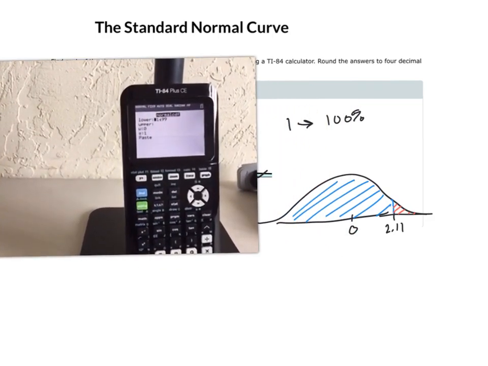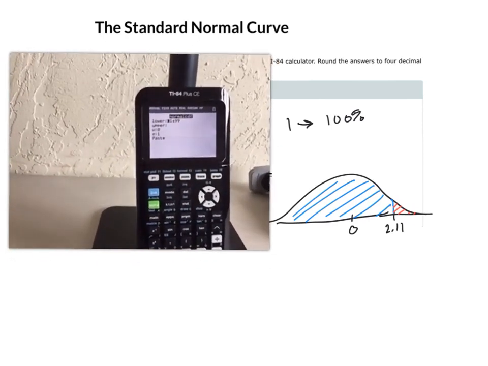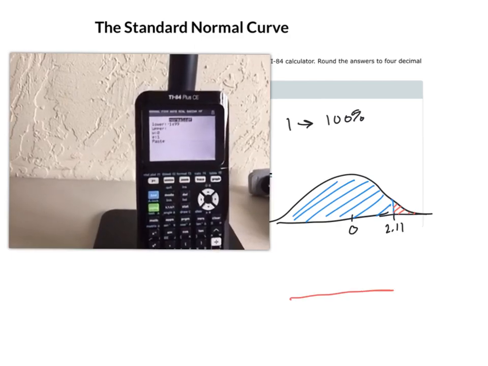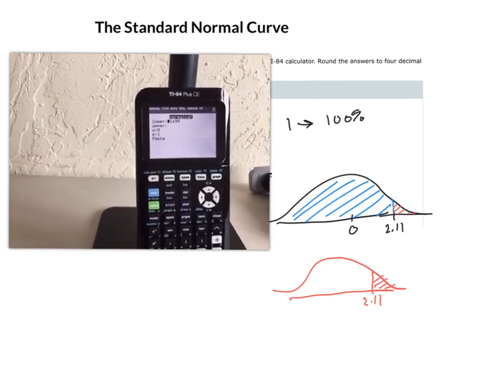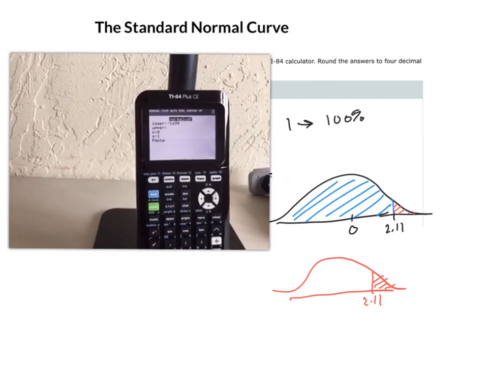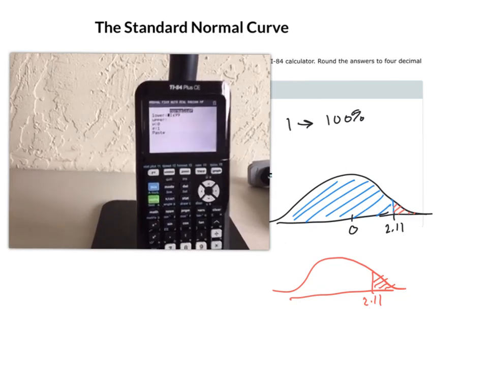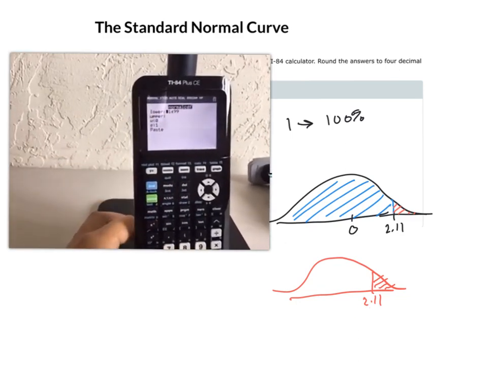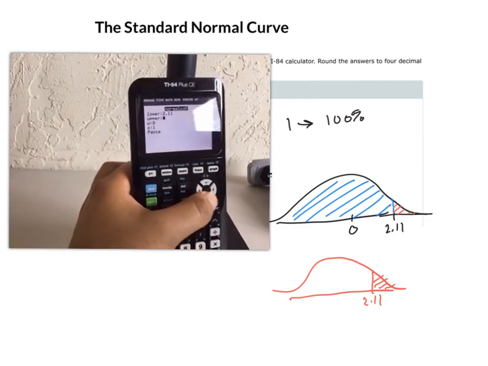This is where we really have to understand what our calculator wants. When we draw this distribution, there's my distribution, and I'm looking at 2.11, and in this problem I want everything to the right. The smallest number I'm interested in, the lower bound, is 2.11. So let's go ahead and enter 2.11.